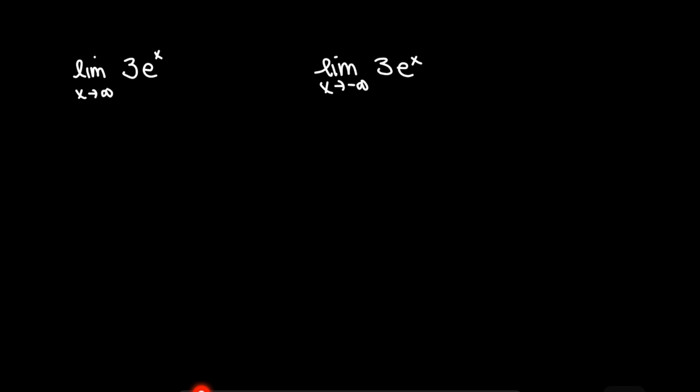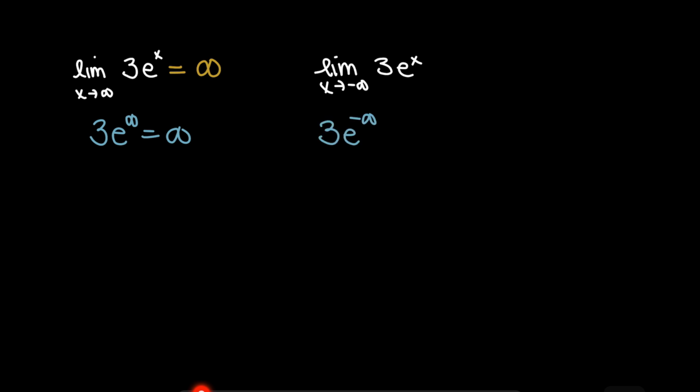Let's look at another example. Let's see what happens when we take the limit of 3e to the x as x goes to positive infinity, and as x goes to negative infinity. So I'm just going to plug the infinity in. As x goes to positive infinity, I get 3e to the infinity. And if I take e, which is just 2.7, and I raise it to the infinity power, that is going to increase without bound. That is going to go to infinity. So I can say this limit equals infinity.